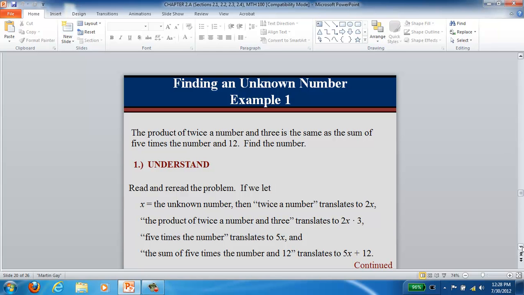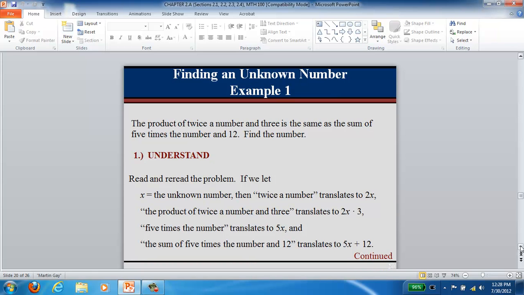The product of twice a number and 3 translates to 2x times 3. 5 times the number translates to 5x, and the sum of 5 times the number and 12 translates to 5x plus 12.